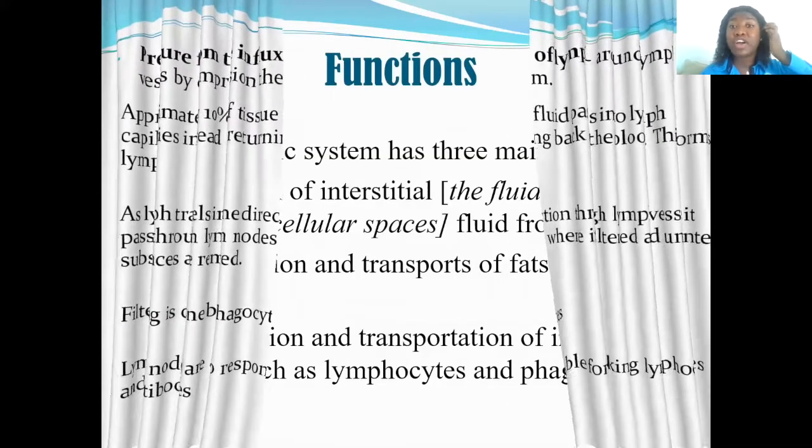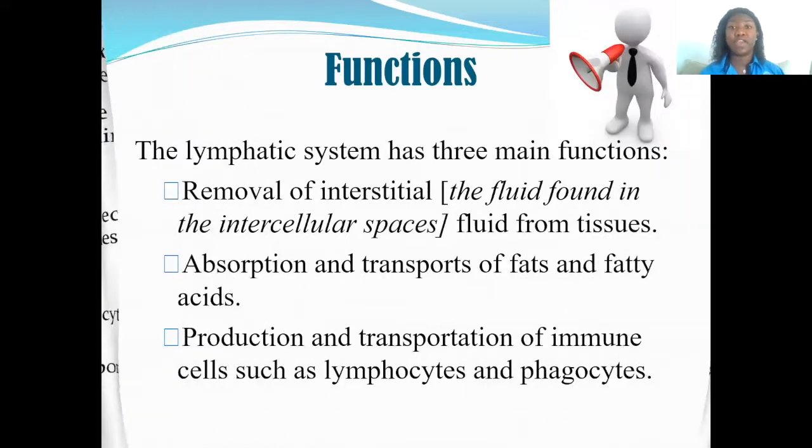So what are the functions of this system? The lymphatic system has 3 main functions, okay? Number 1, removal of interstitial fluid. That's the fluid found in the intercellular spaces from the tissues. It absorbs and transports fat and fatty acids, and it also produces and transports immune cells such as lymphocytes and phagocytes.